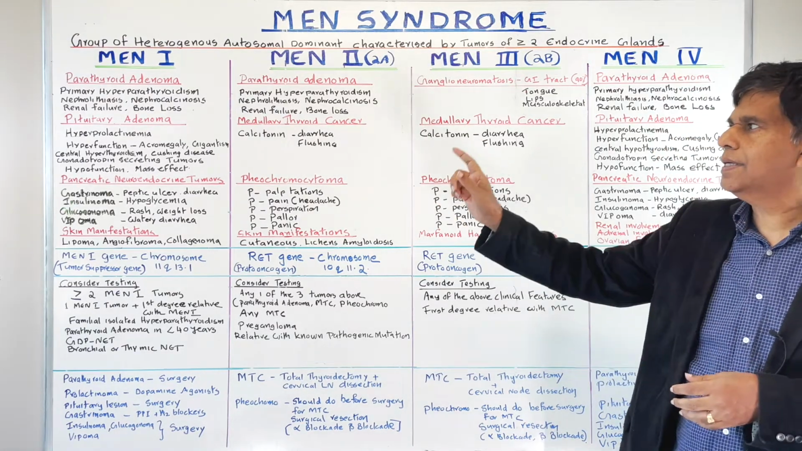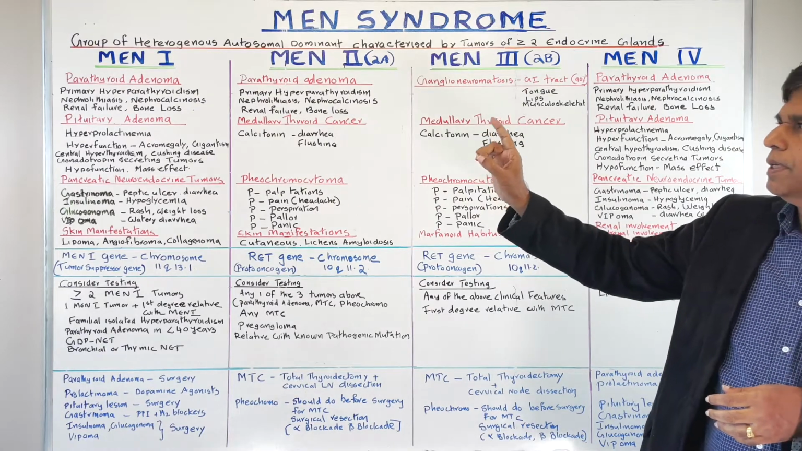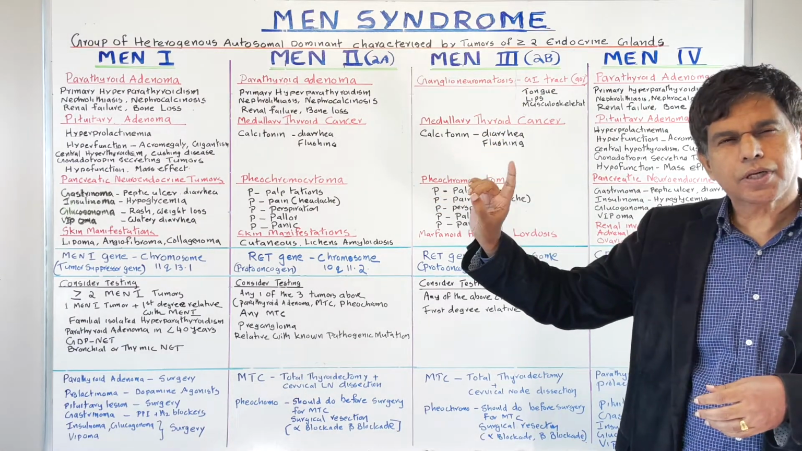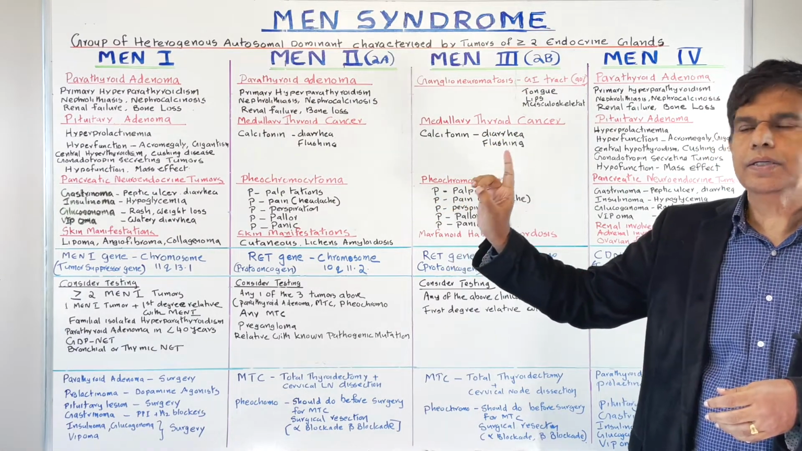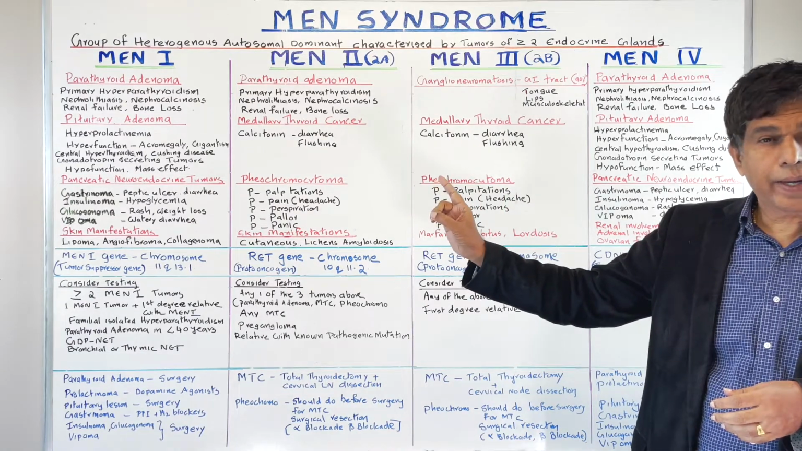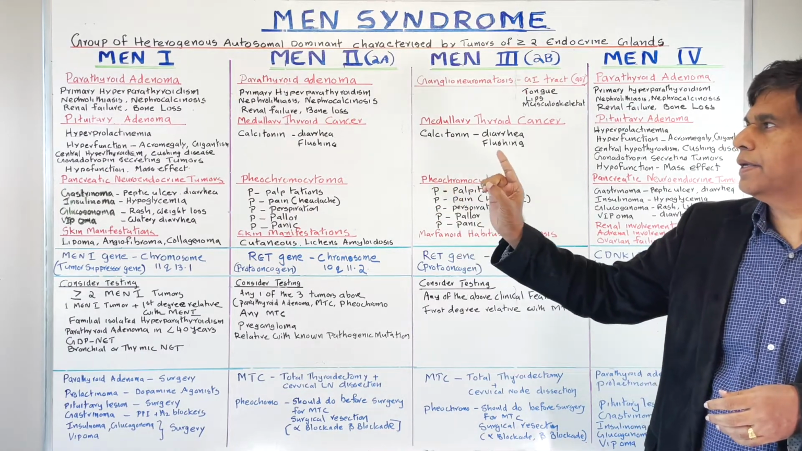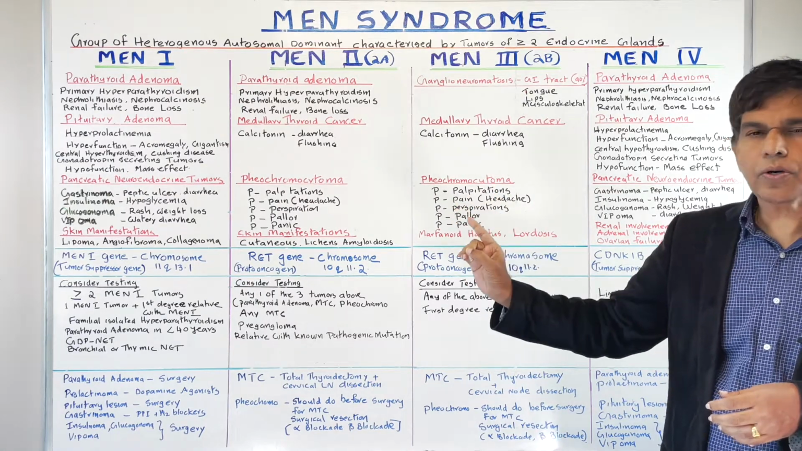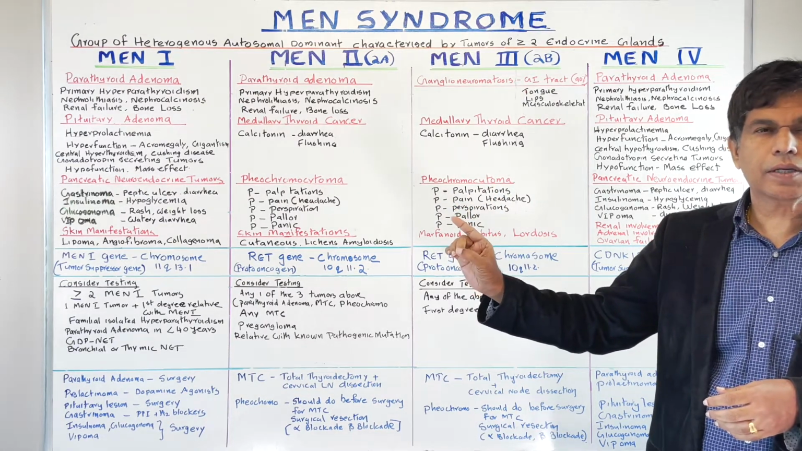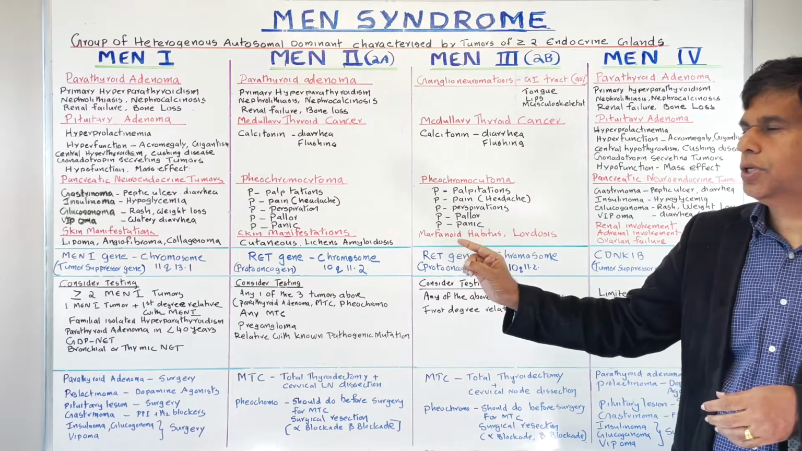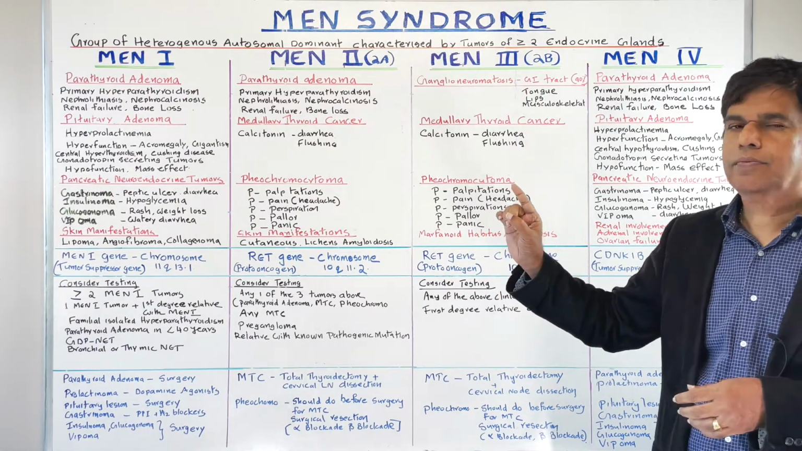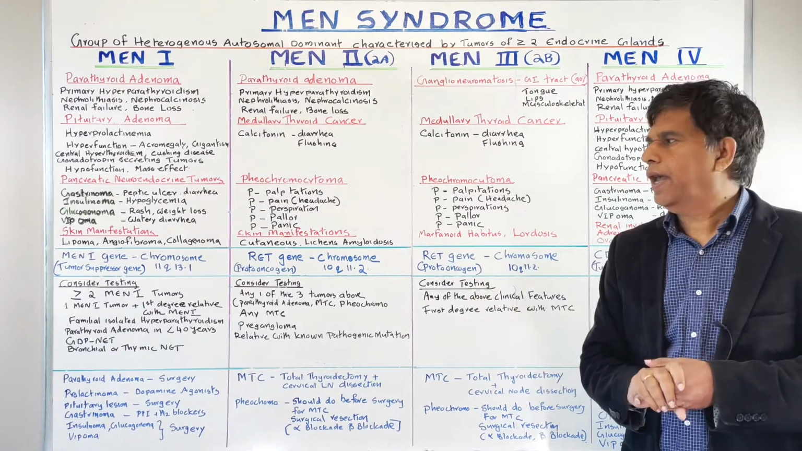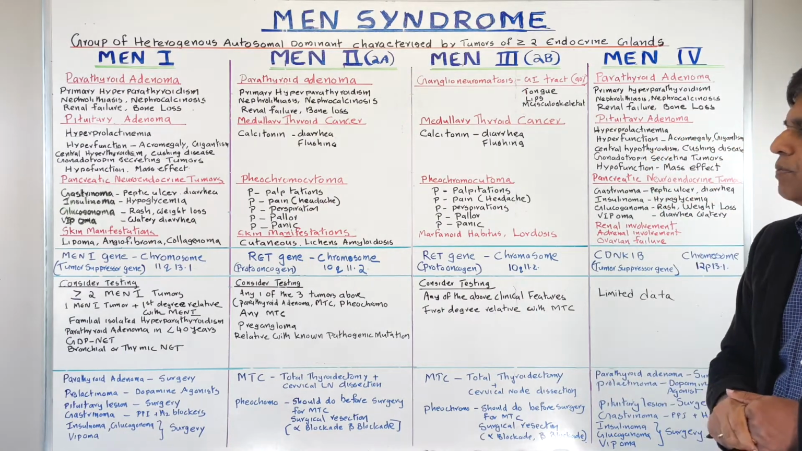So remember the three major types. In MEN 1, the prevalence is around 1 in 30,000. You get parathyroid adenoma, pituitary adenoma, and pancreatic neuroendocrine tumors like gastrinoma, insulinoma, glucagonoma, and VIPoma.